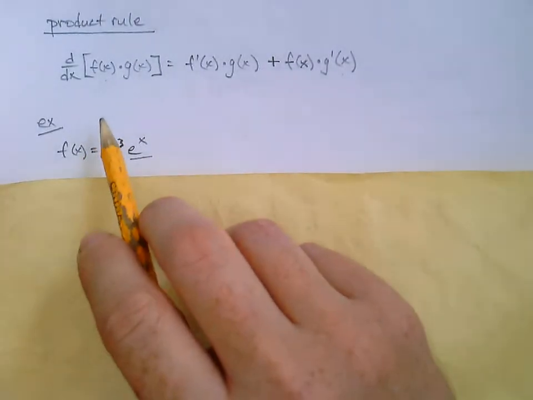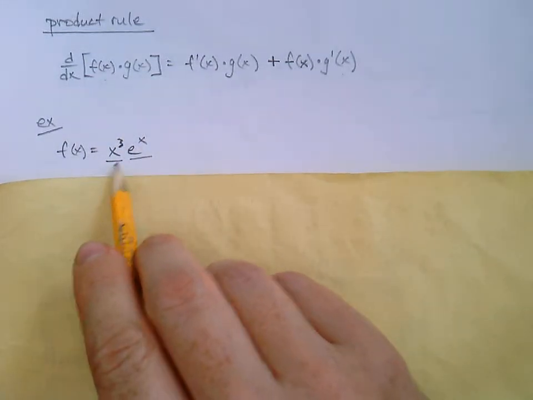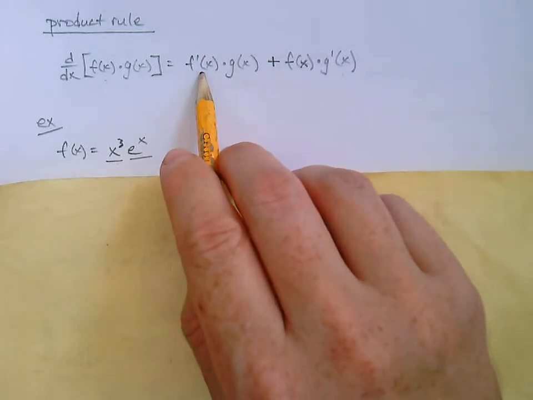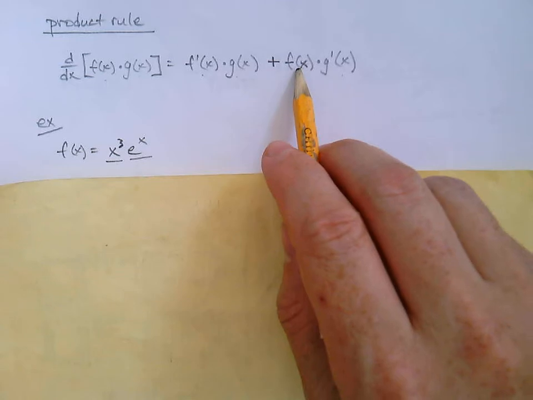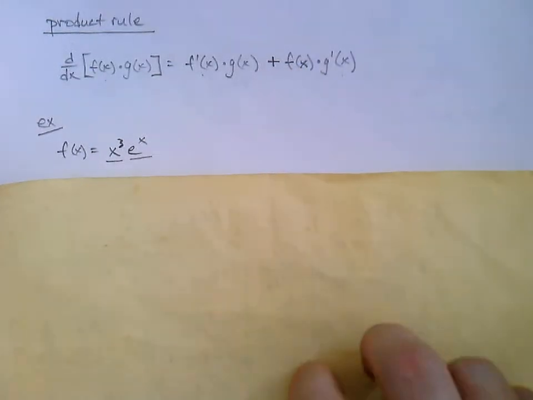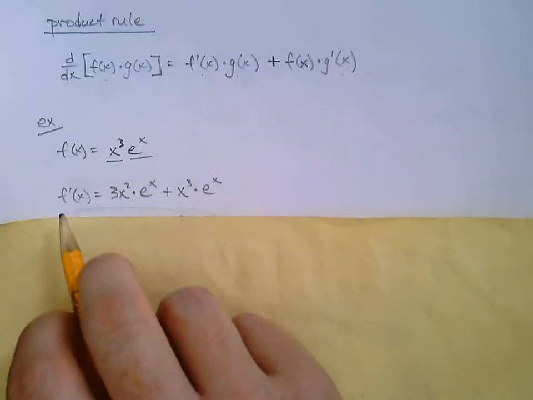In the product rule, think first and second. So there's the first function and the second function. When we do the derivative, we do the derivative of the first times the second plus the first times the derivative of the second. Okay, so we got first and second. So here's our derivative, and let's talk through it.